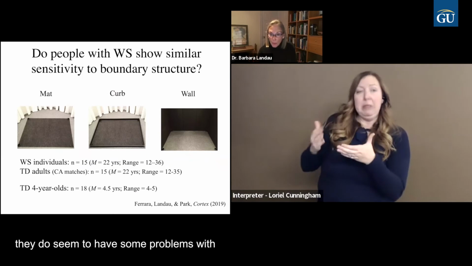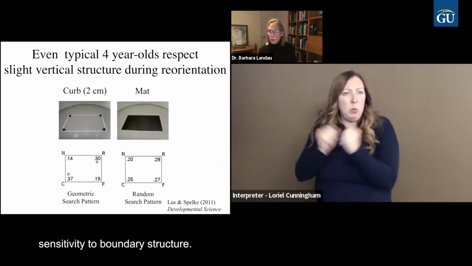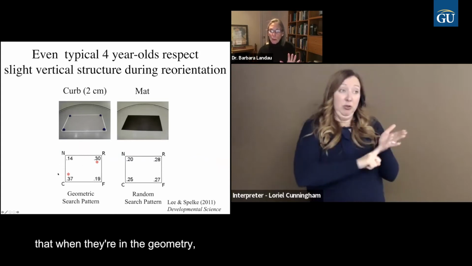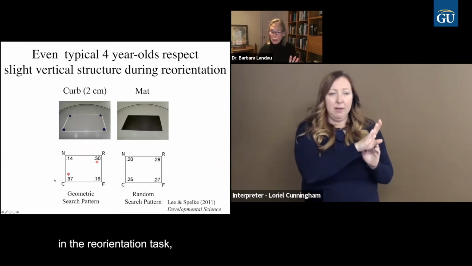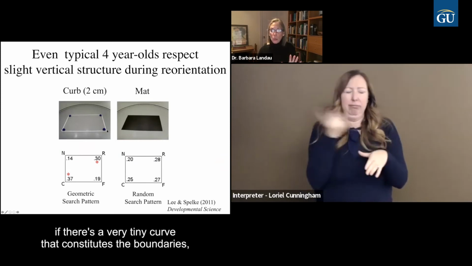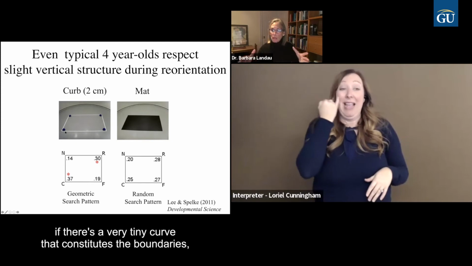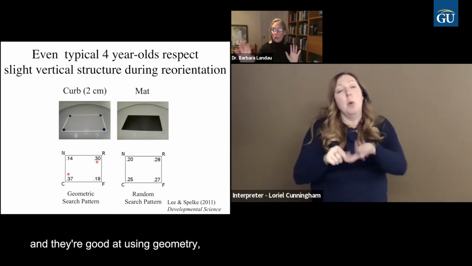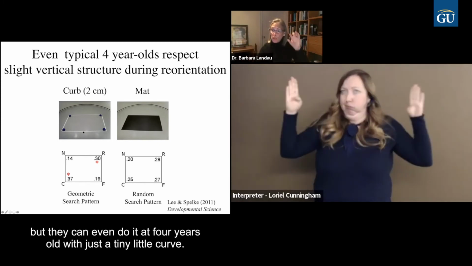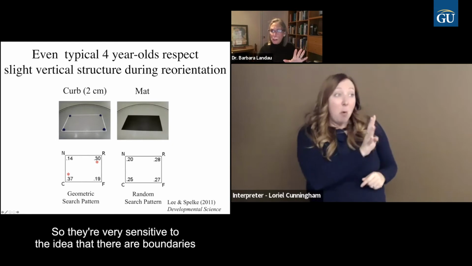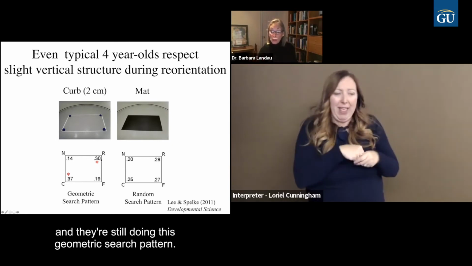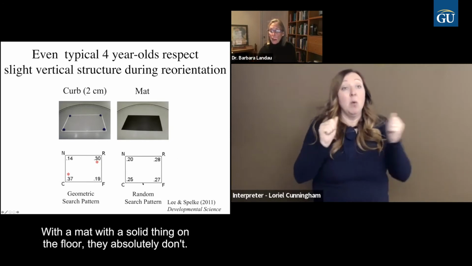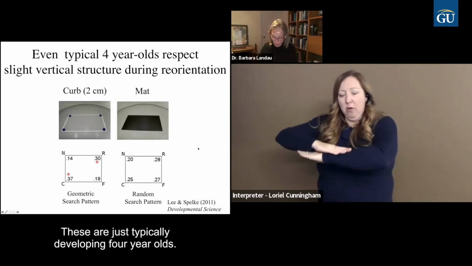As another piece of evidence that they seem to have some problems with sensitivity to boundary structure, we know from typically developing kids that in the reorientation task, we've always watched them in walled rooms and they're good at using geometry. But they can even do it at 4 years old with just a tiny little curve that constitutes the boundaries. So they're very sensitive to the idea that there are boundaries, and they're still doing this geometric search pattern. With a mat, a solid thing on the floor, they absolutely don't. These are just typically developing 4-year-olds.